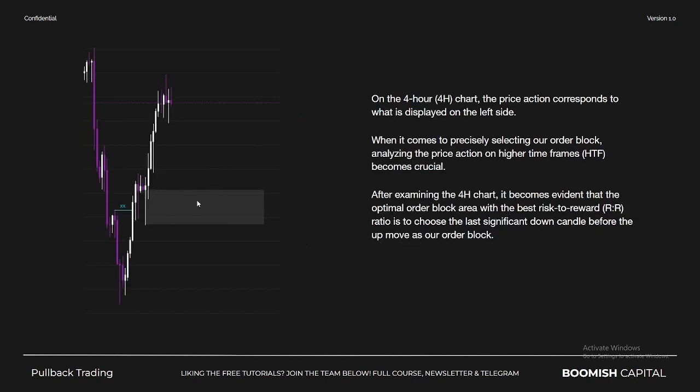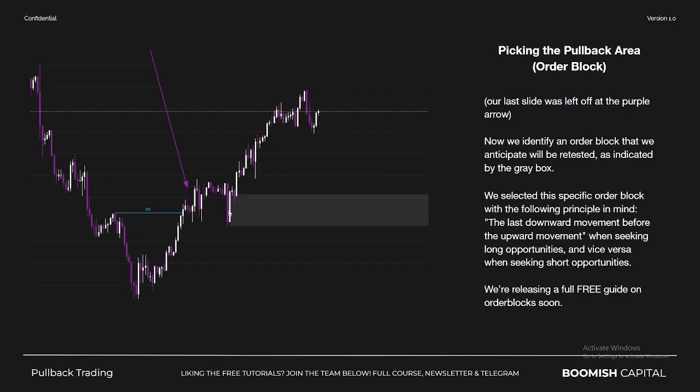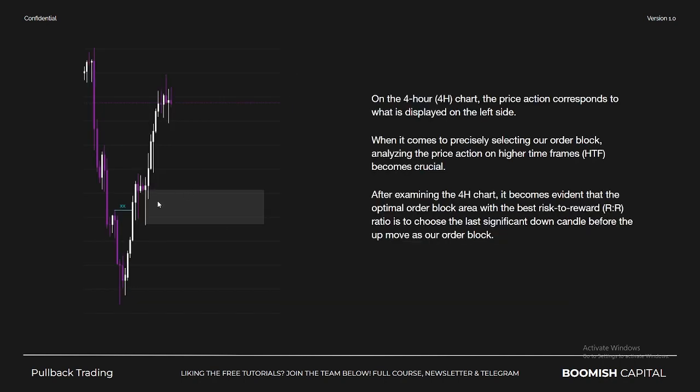So this is on the 4 hour chart, so this was on the hourly. And here I see that the price action corresponds to what is displayed on the left side. You can see that the last down move before the up move on the 4 hour is this really thick candle, which seems very weak here. So that's why I chose that.